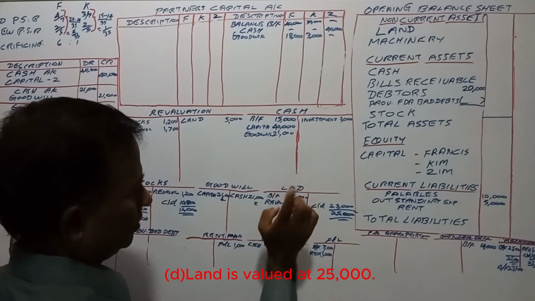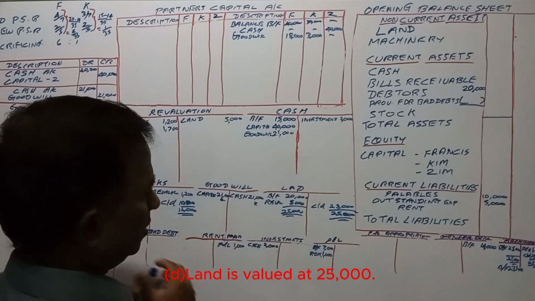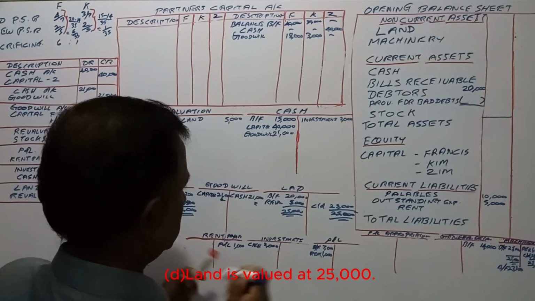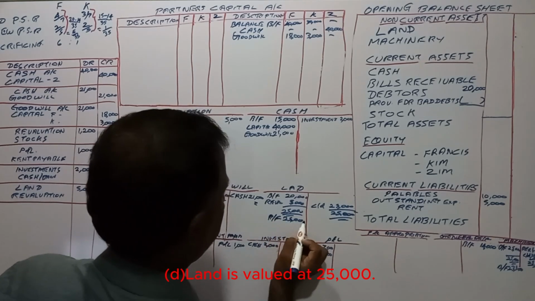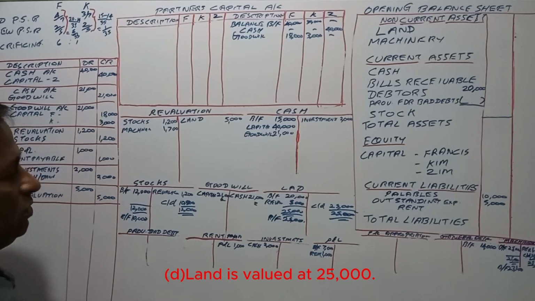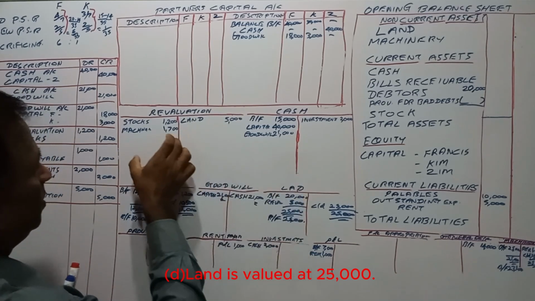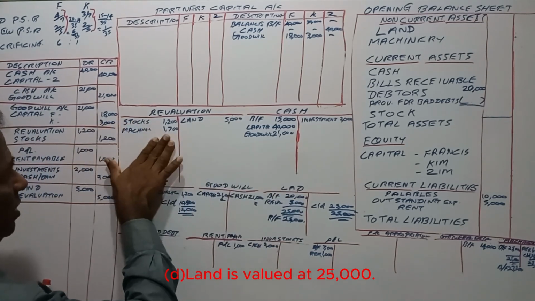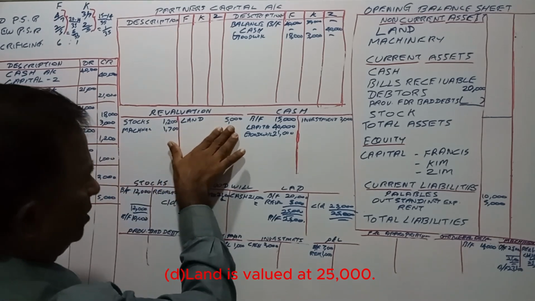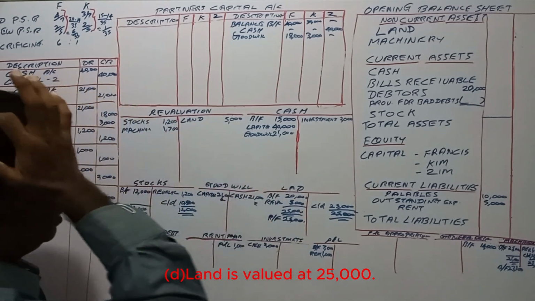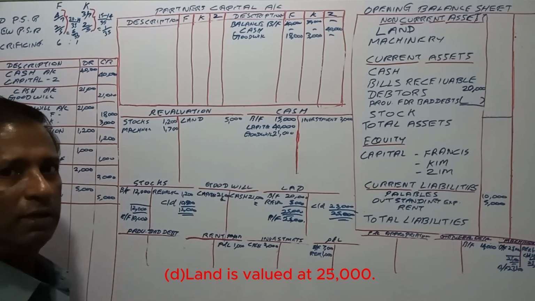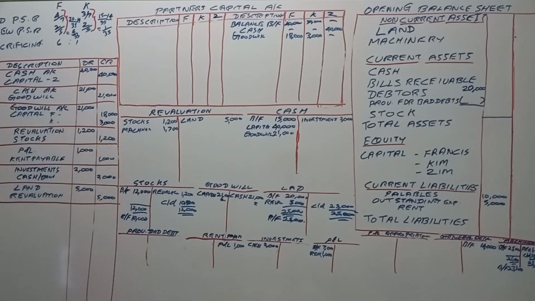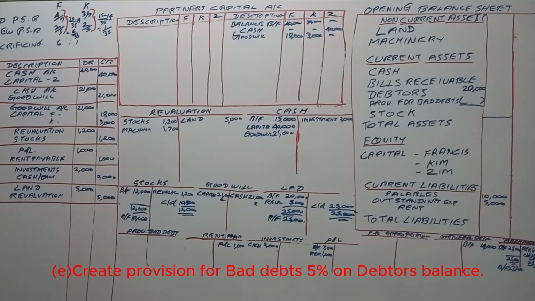Opening balance is there 20,000. Carried down balance is there 25,000. So brought forward is 25,000. So what is the difference? Difference is 5,000. 5,000 has to be transferred to the revaluation account. Revaluation account credit 5,000 and debited to the land account 5,000, right? Being land revalued, right? Create a provision for bad debts 5% on debtors.